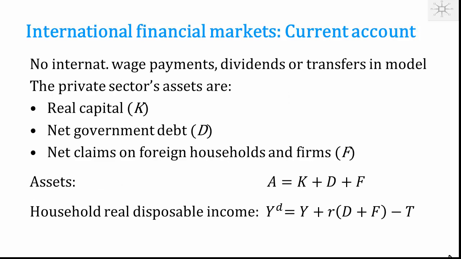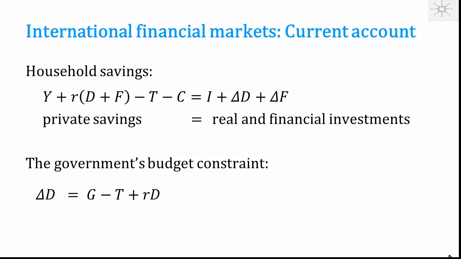So now we ask ourselves, what determines the current account? That is the change in net claims on foreign households and firms, delta F. To analyze that, we look at savings and investments of the private sector and the government sector. So we look at the private sector savings. Well, the households get GDP, they get return on their assets, they pay taxes, and they consume, and the rest is their savings. And this is used for investment.